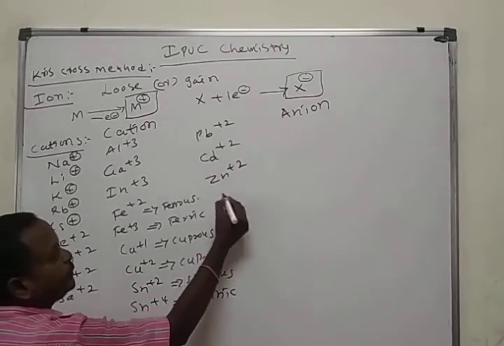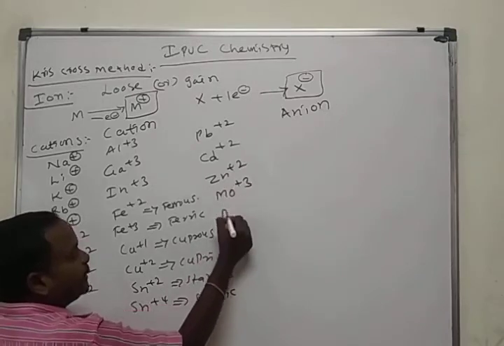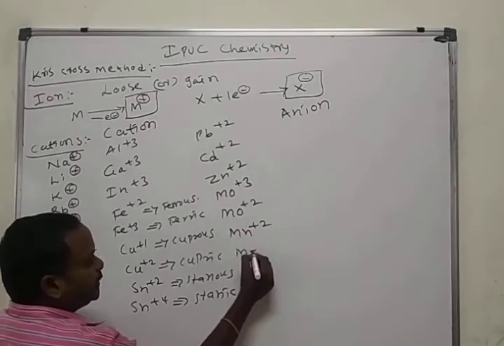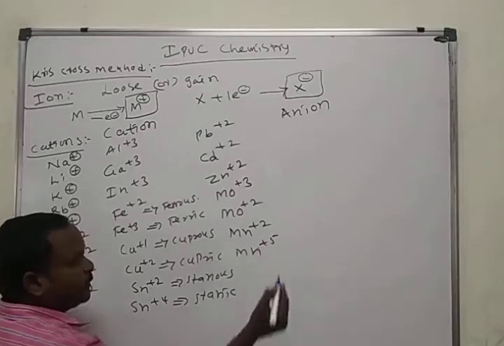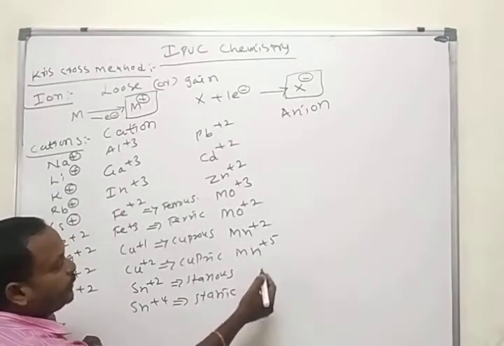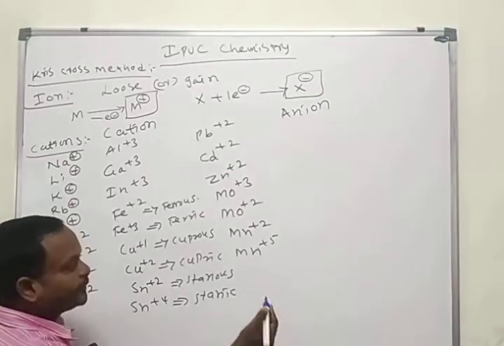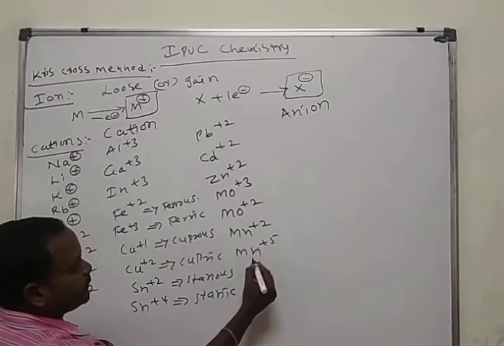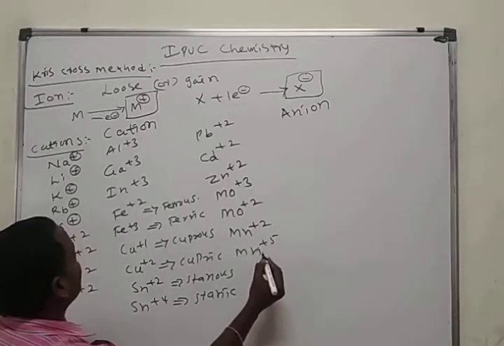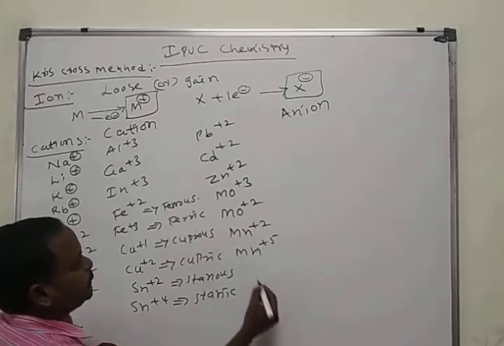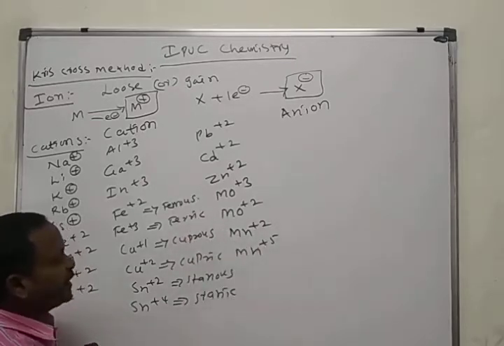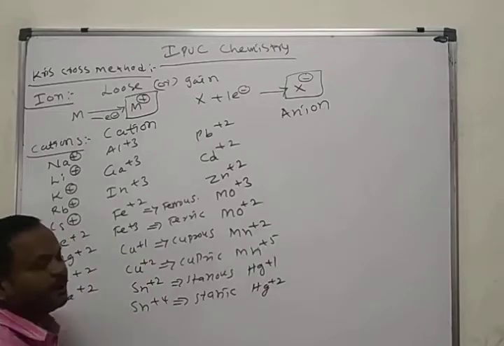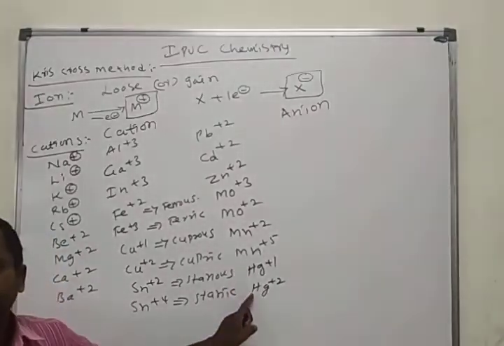After zinc plus 2, molybdenum plus 3 and molybdenum plus 2 are there. Manganese plus 2, manganese plus 3, manganese plus 5 are there. Different atoms, different ions are there. Along with this, some more are there. What are those? Mercury: Hg plus 1 we call mercurous, and Hg plus 2 we call mercuric.